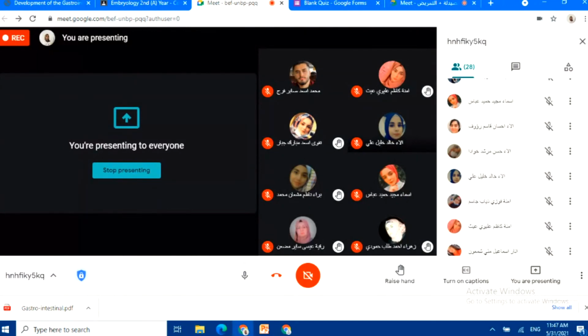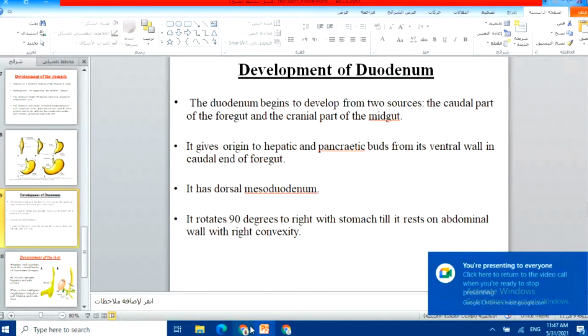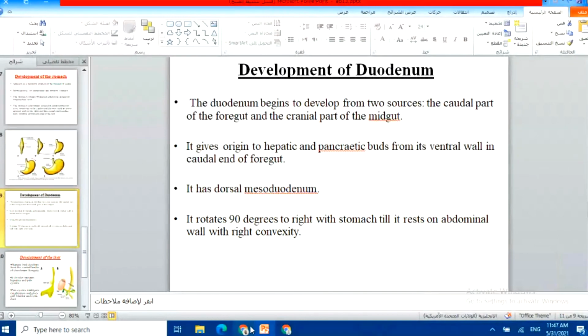So tell me what are the sources that form the jejunum? Is that okay, Doctor? It is endoderm cells. Look, if I ask you the question this way you will say endoderm, but listen if I say the sources that are found in the gut tube will form the jejunum. Caudal part of the foregut and the cranial part of the midgut.